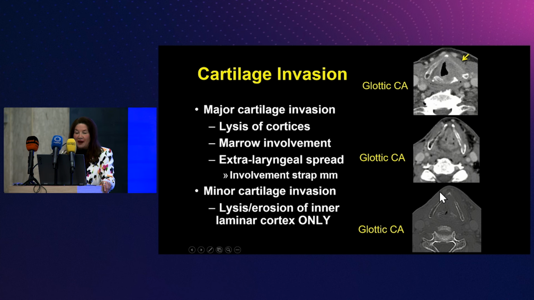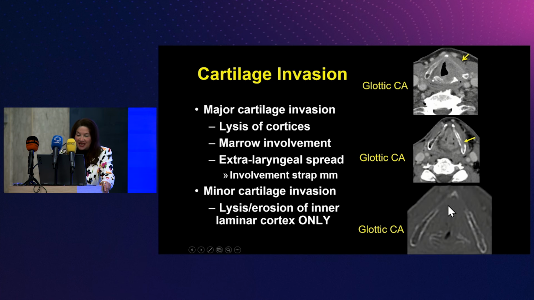You want to look at the strap muscles. Here is your thickening of the strap muscle here. You can see the difference, right, in the cartilage. This one's missing cortex and marrow. And if you look at this person, you can see that there's erosion of the cartilage, but there's abnormal soft tissue in the thyroid cartilage, and there's swelling of the overlying strap muscles.